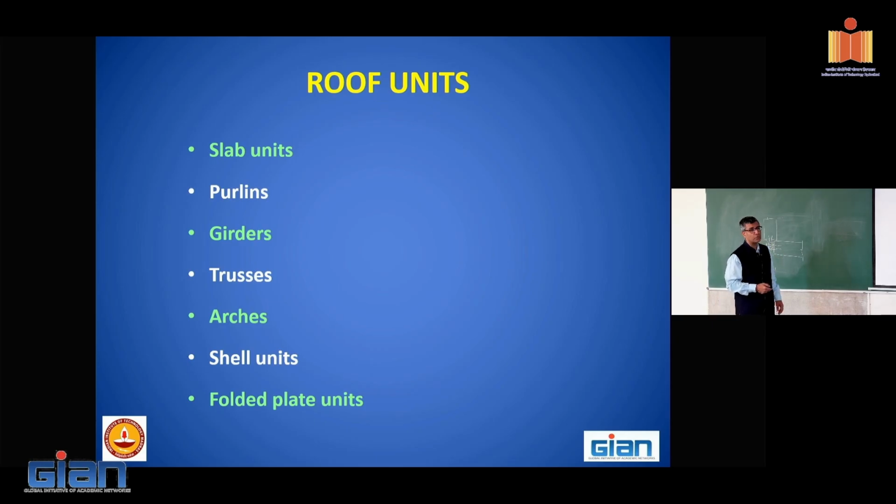Coming to the roof units, what are the components of a roof? The slabs, these are supported by purlins, supported by girders, supported by trusses or arches, or shell units or folded plate units. That means whenever you are going to analyze a design, you have to understand this load path. From the top, how the load is getting transmitted to the ground.